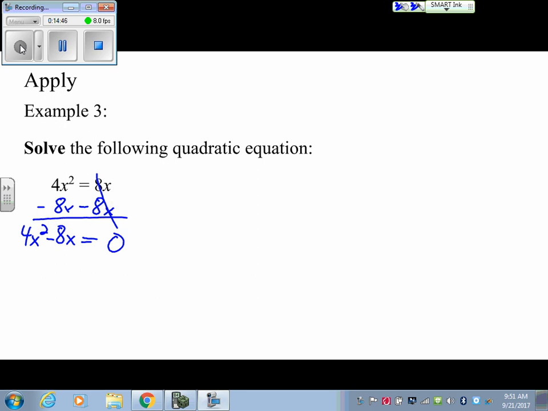The thing I want to point out before we end this lesson is what is our a, our b, and our c term. Well, our a is obviously the number in front of the x squared, or the coefficient of x squared, which is in this case 4. The b, we want to keep our sign with it, so it's a negative 8. That is the coefficient of x. And our c term, or our constant, we don't have one. So what would we use? 0. And then we could plug these 3 values into our quadratic formula to solve it.